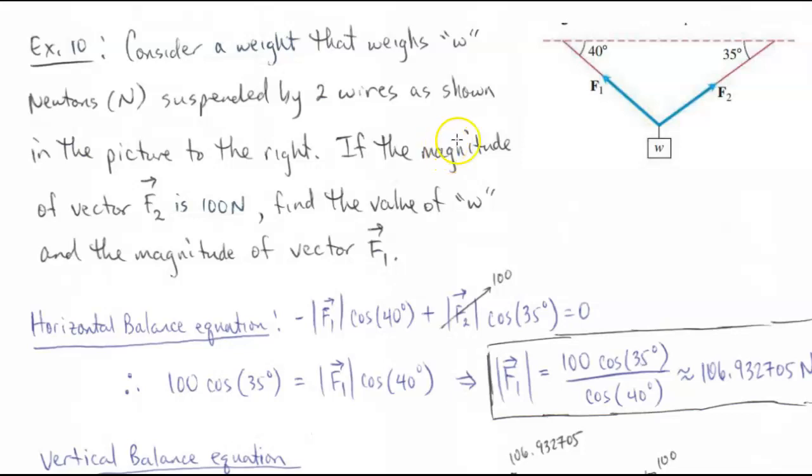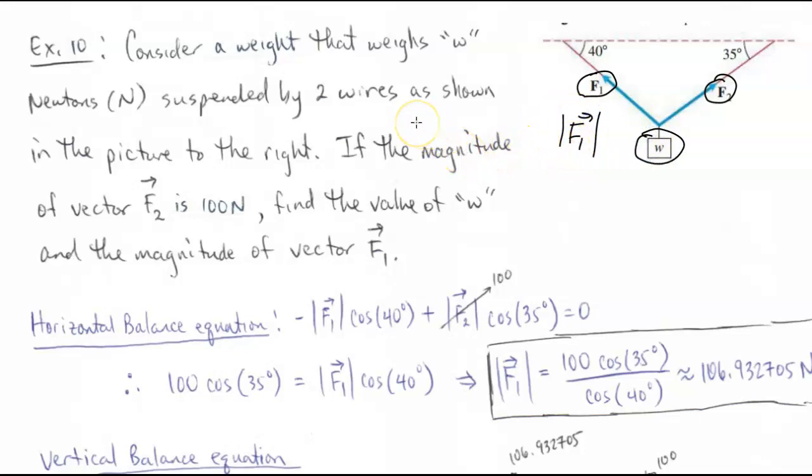So here we have a situation where we have a weight hanging on 2 wires, and these 2 wires are connected to, let's say, some type of wall or other structure to where it's just hanging. What we want to do is figure out the magnitude of force. We have the magnitude of force 2 already, so we want to find the magnitude of force 1. We need to know this, and we need to know what this actual weight is.